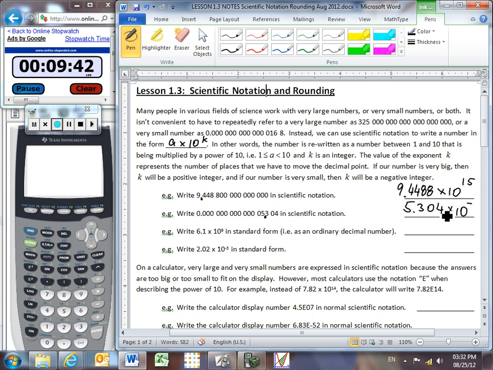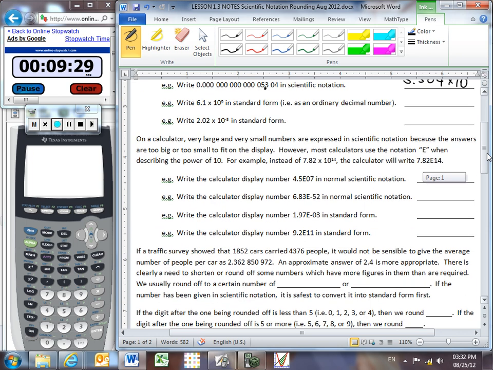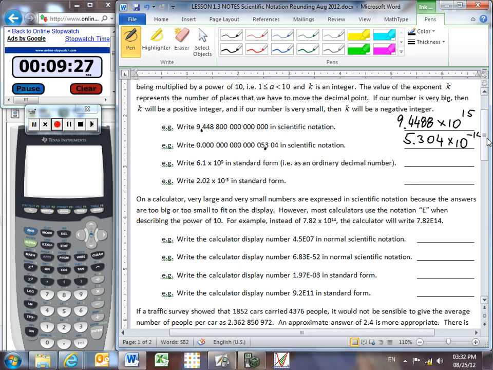And how many decimal places do we have to move it? So 1, 2, 3, 4, 5, 6, 7, 8, 9, 10, 11, 12, 13, 14. So we are raising it to the power of negative 14. There we go. Next example.